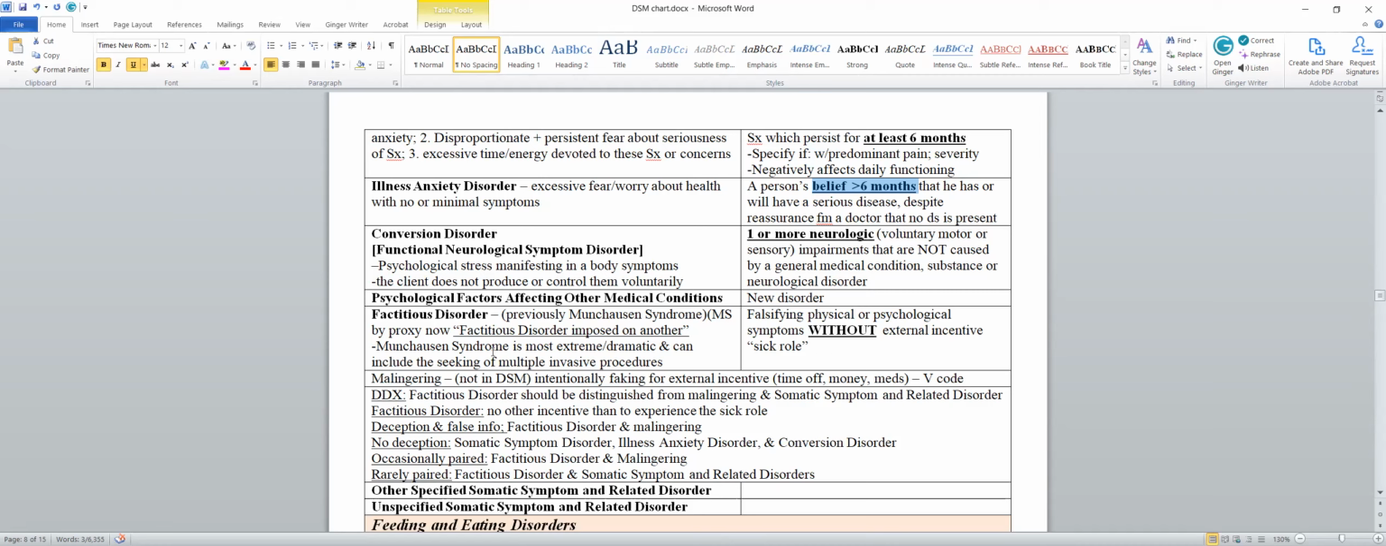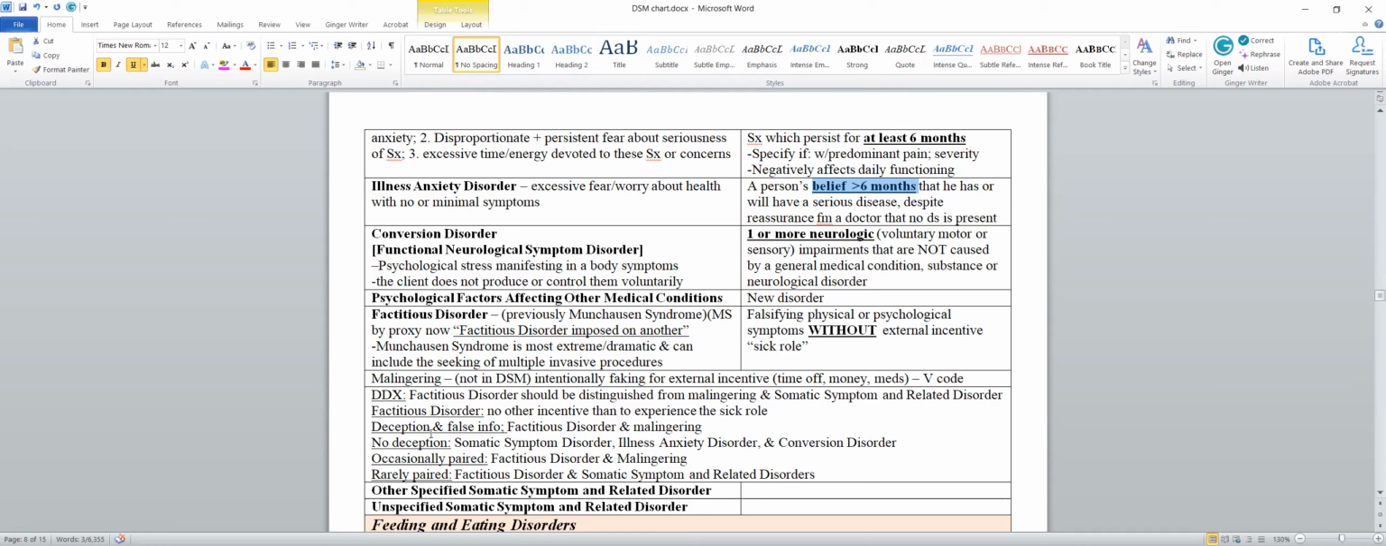Factitious disorder needs to be distinguished from malingering, which is not a disorder. It's when someone intentionally fakes a disorder for external incentives like time off, money, medications. So the differential diagnosis is factitious disorder should be distinguished from malingering and somatic symptom and related disorders. So factitious disorder, there's no other incentive other than to experience the sick role.